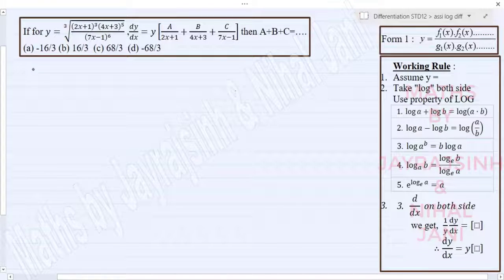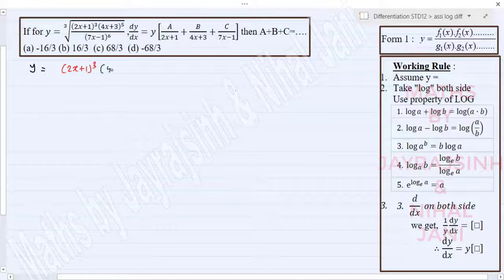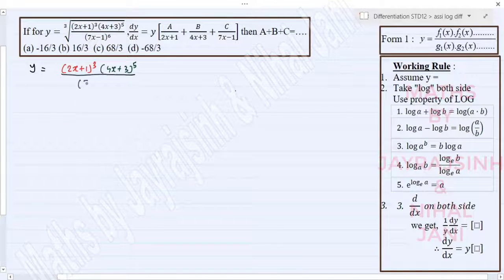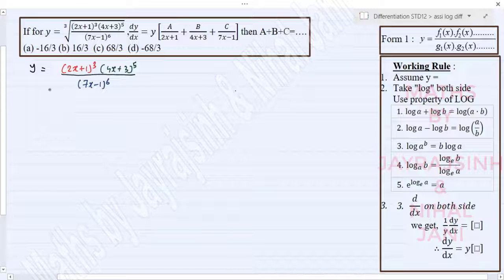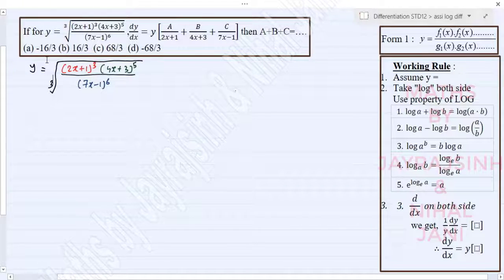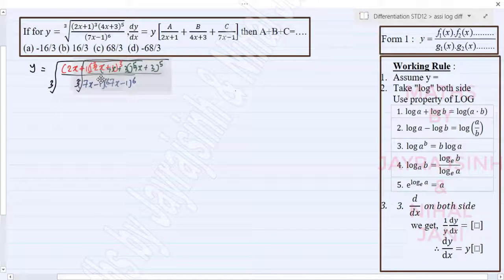If y is equal to cube root of (2x plus 1) cube, (4x plus 3) whole raised to 5 upon (7x minus 1) whole raised to 6, dy by dx is equal to y times a upon 2x plus 1, b upon 4x plus 3 and c upon 7x minus 1. Then we have to find a plus b plus c.